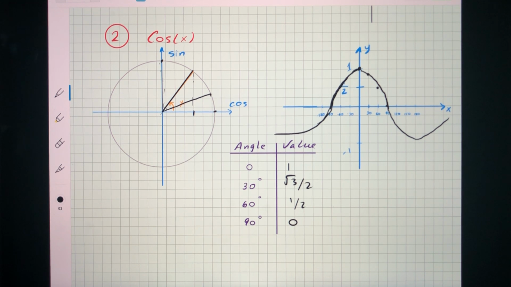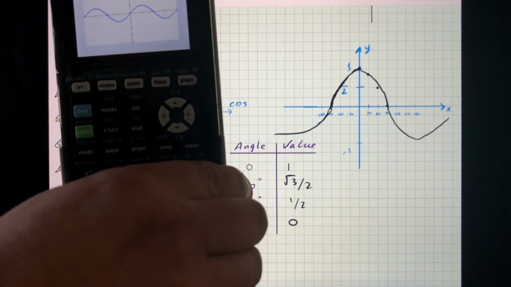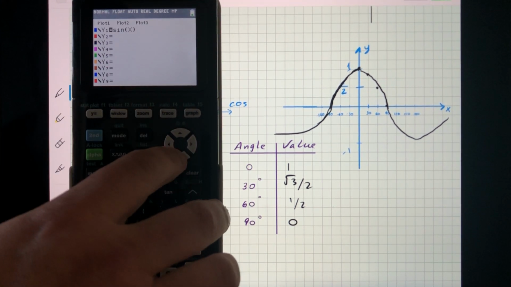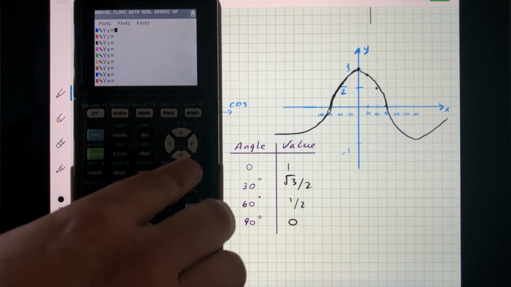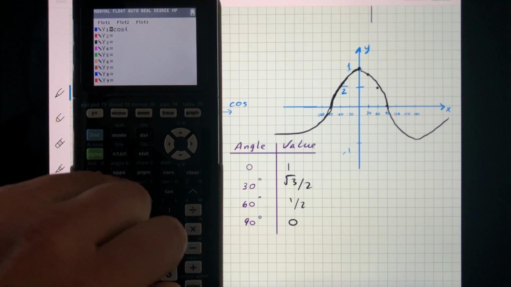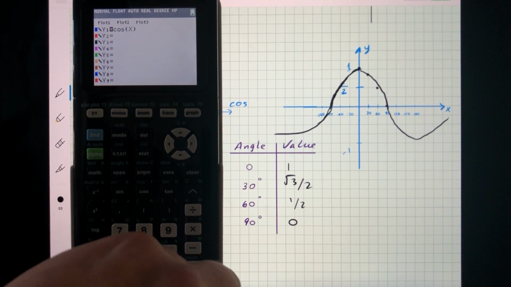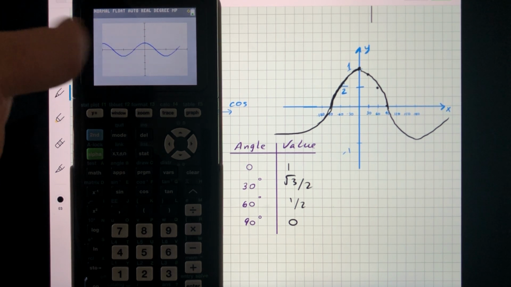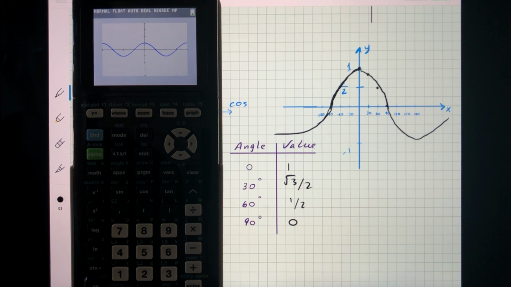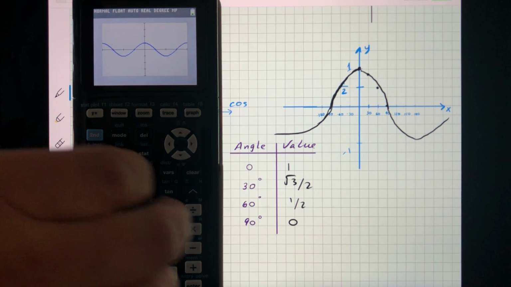So here, with a calculator, let's have a look at that and get rid of the sine and put in the cosine. So here is the cosine. At 0, it crosses 1, and then it bounces off. Very similar to the sine, hitting the same plus minus 1 values, but in different angles.